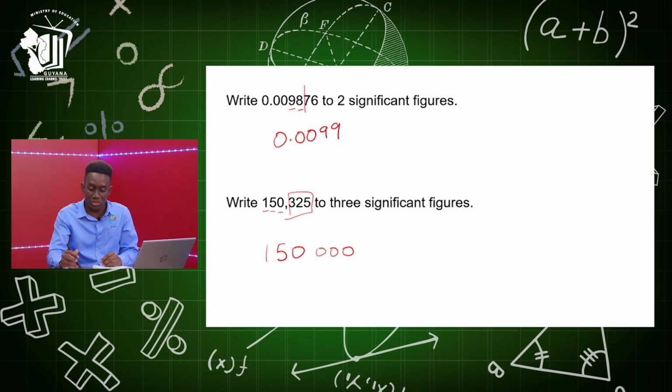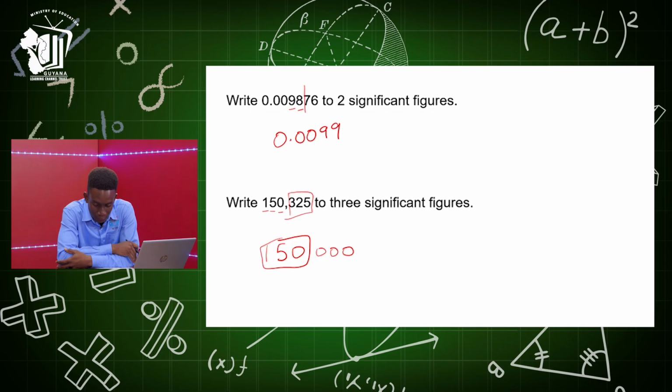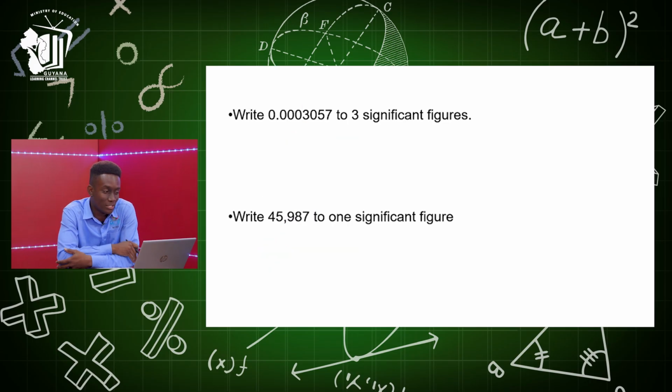Because we are just concerned with the first 3 significant figures, and everything else we add 0 in place of it because we are just concerned with 3 significant figures. So let's look at some more examples. Let's say we are asked to write 0.0003057 to 3 significant figures.